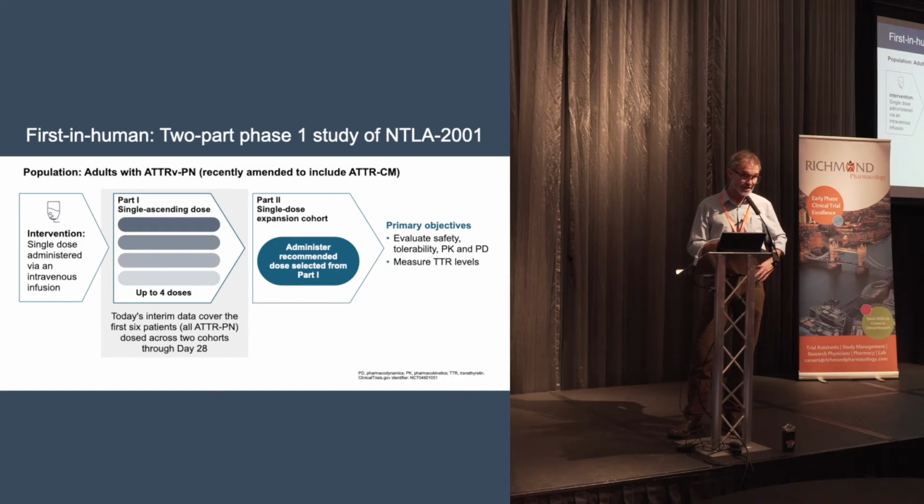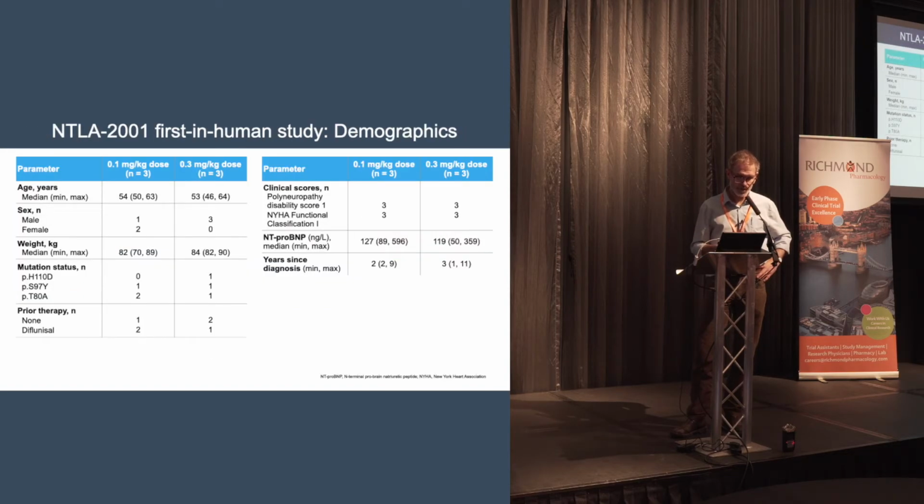So I'll report data. I'm only at liberty, I'm afraid, to report data on the first 6 patients from those first 2 dose escalation cohorts in part 1. Bear in mind, these patients obviously received a single dose on day 1 of the study. These are the demographics of the patients. First 6 patients, 3 in each cohort. Age, as you can see, ranged from 46 to 64.